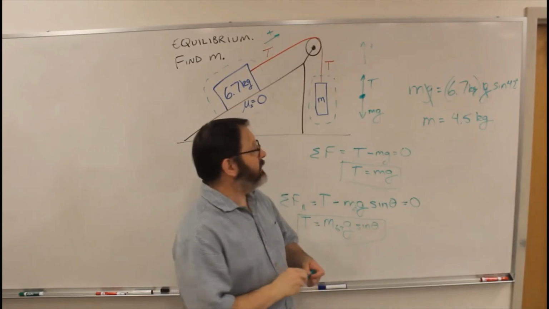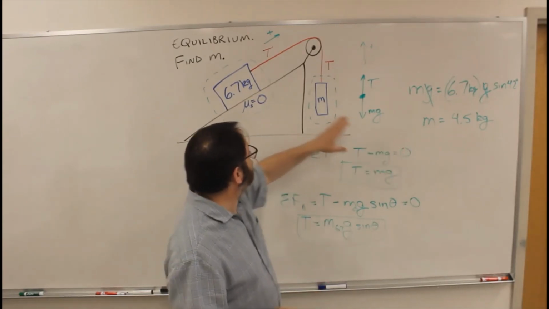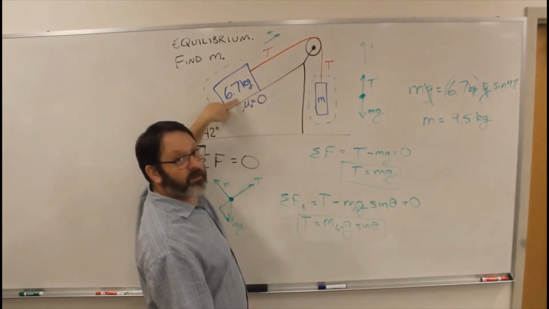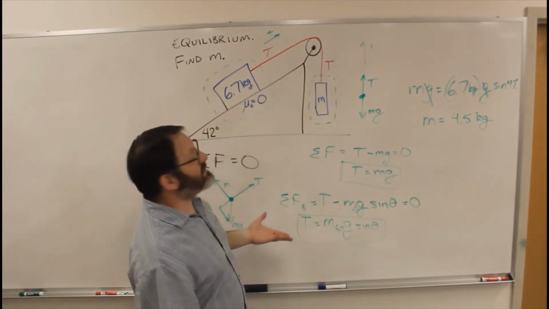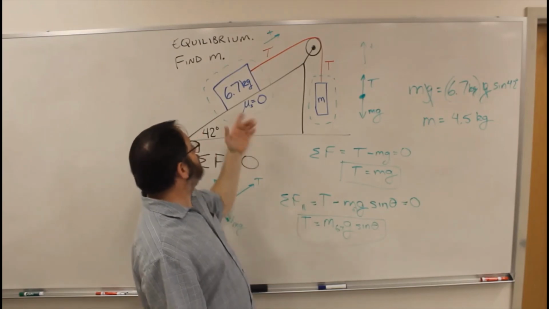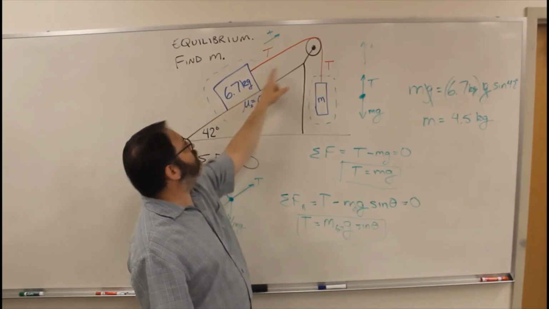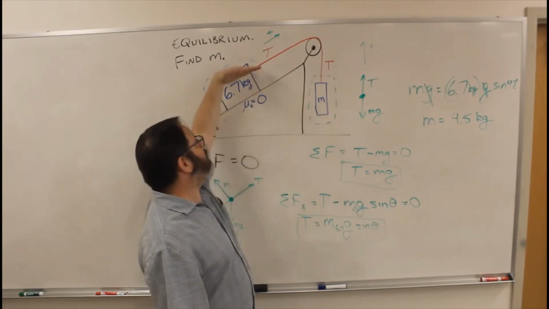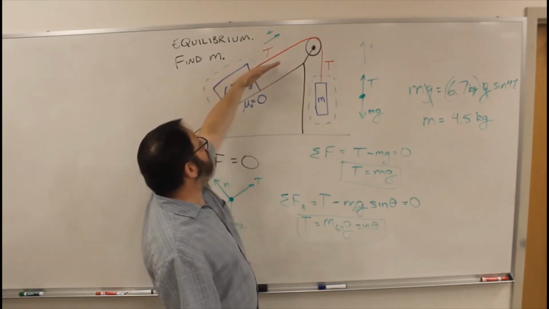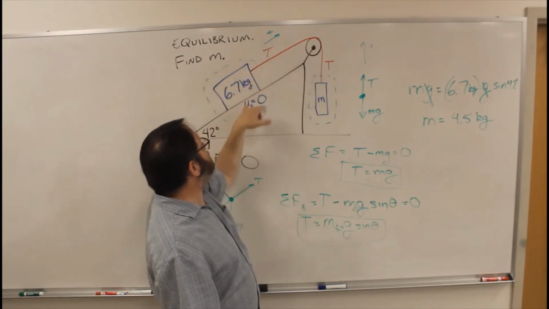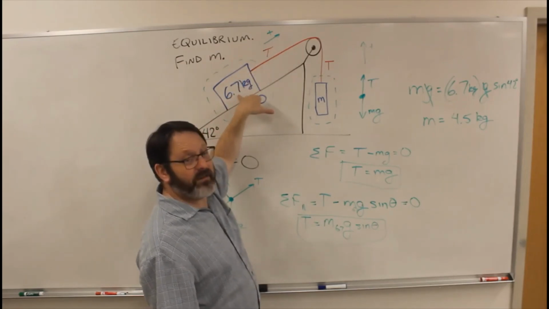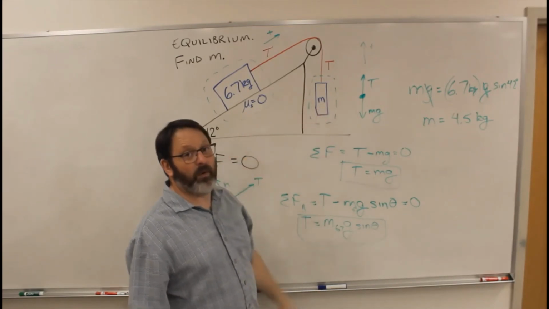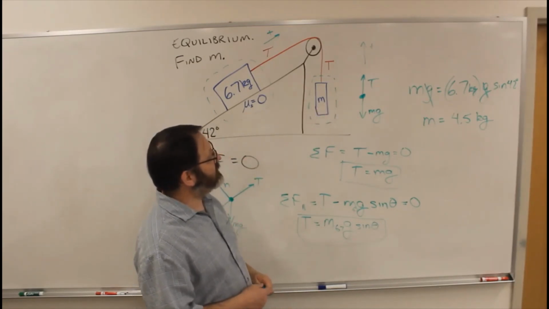kilograms. Okay, does that seem like a reasonable answer? 4.5 kilograms pulling down here, would that be enough to hold up 6.7? That seems about right, because it should be roughly the same amount, but it should be a little bit less, because this is on an angle, so the tension here to hold this one up is not as much of this mass as this tension has to be, because this one has to hold up the whole mass. So it's a reasonable answer.